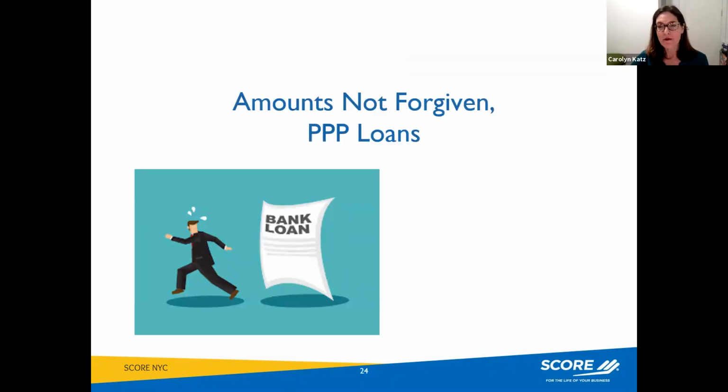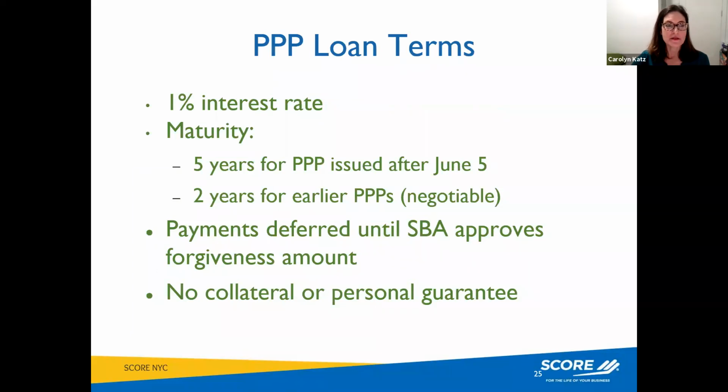Okay, so now what happens if it's not forgiven? In this graphic, I've shown the frightened man running from the loan. But again, the takeaway here is that is not the case. This is not a frightening loan. The terms of the loan are, it's a 1% interest rate, obviously very low. If you got your PPP after June 5th, you automatically get 5 years to repay. If you got it beforehand, it will start out as a two-year loan, but it's written very explicitly that that's negotiable, and we would recommend that you negotiate.